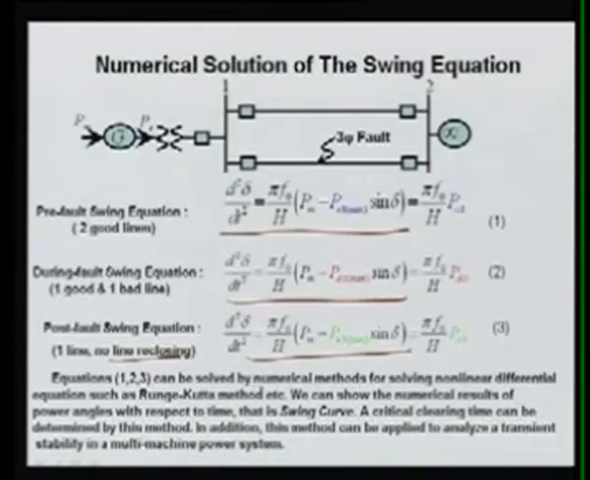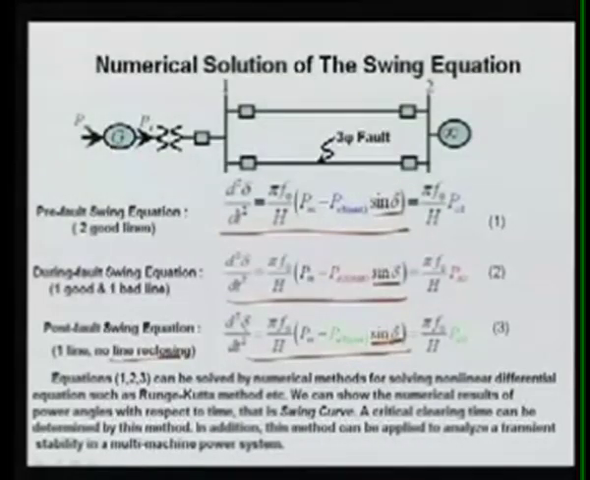can be solved by numerical methods for solving nonlinear differential equations. They are nonlinear differential equations. Why? Because delta appears here inside this nonlinear function. So this is a nonlinear differential equation of second order, because here there is d2. And that can be solved by various methods. The methods may be Euler's method, trapezoidal methods, Runge-Kutta methods.